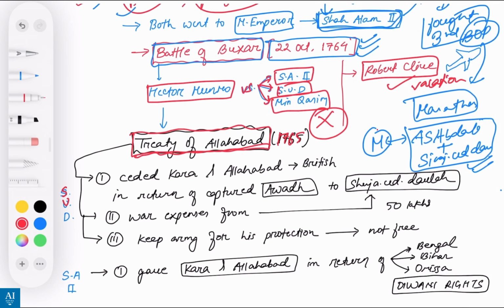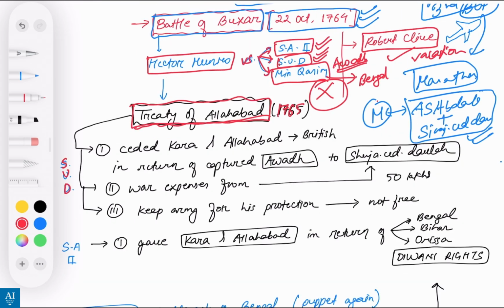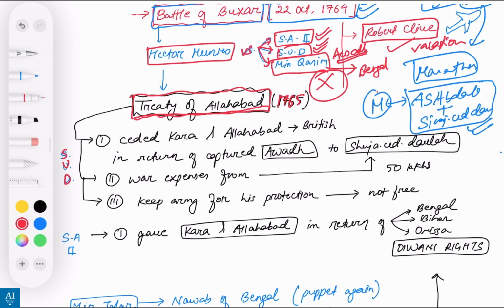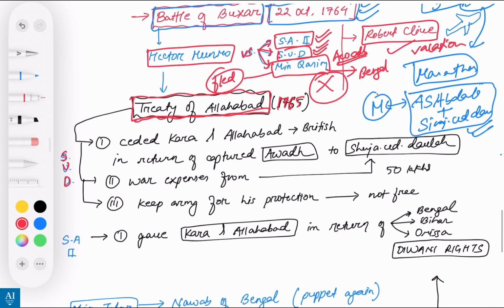First, you focus on this, okay? Hector Munro fought with whom? Or the British fought with whom? They fought with Shah Alam II, the Mughal Emperor. Siraj-ud-Daulah. Who was Siraj-ud-Daulah? He was the Nawab of Awadh. And Mir Qasim was the Nawab of Bengal. So the British made a treaty with everyone except Mir Qasim. Why? Mir Qasim fled. He ran away from the battlefield.